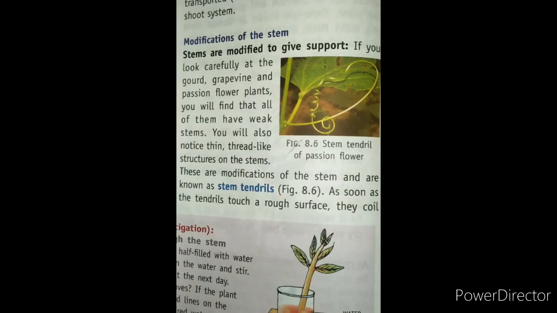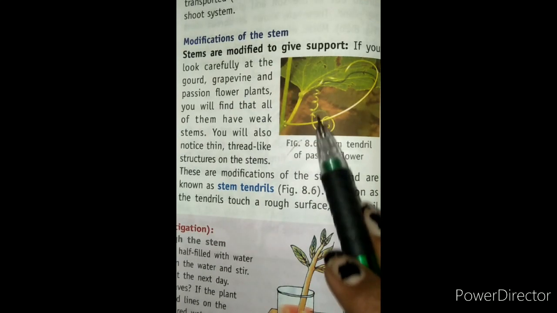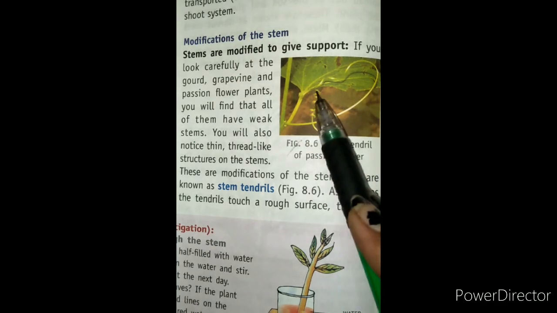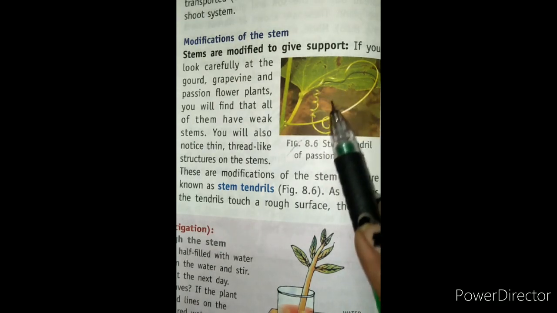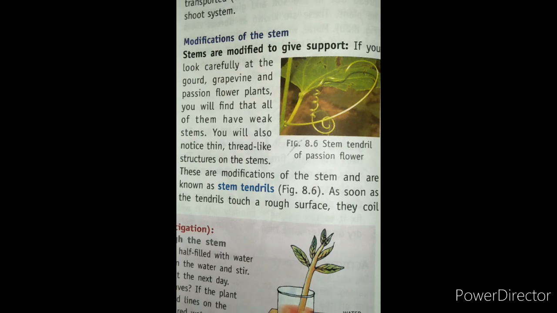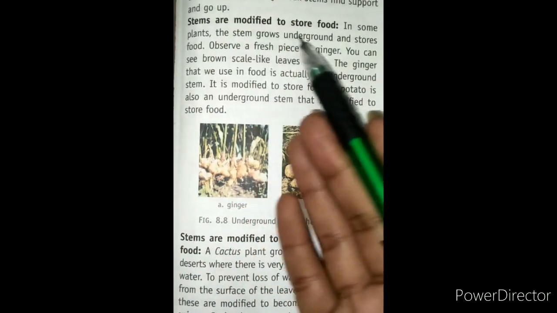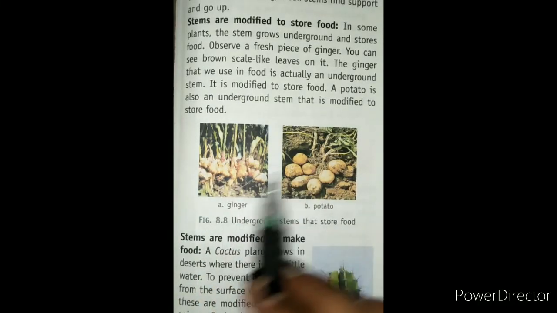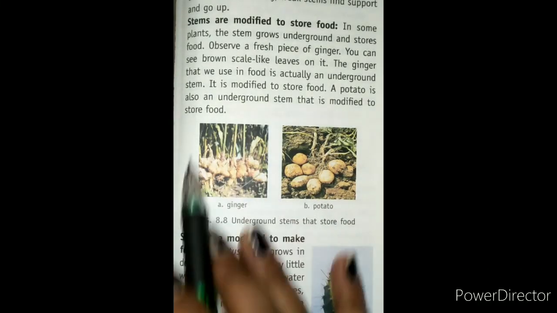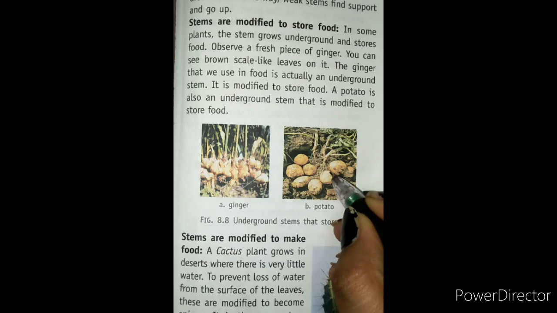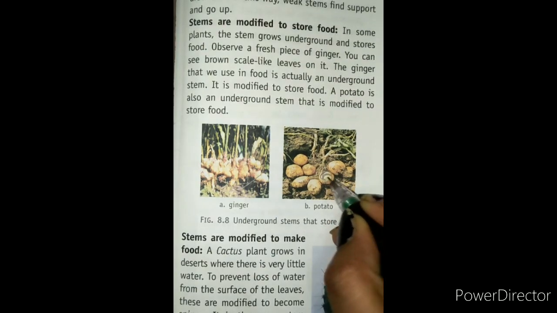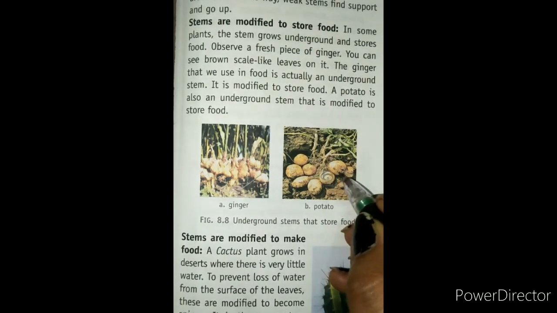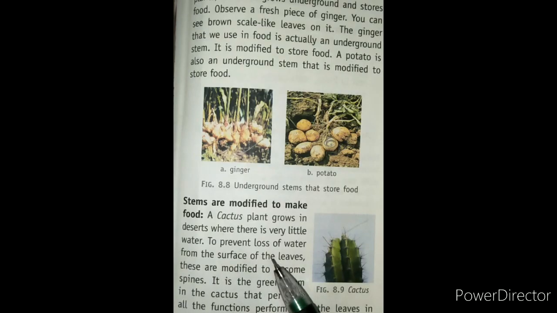Some modifications are there. Stems are modified to give support. Look at this picture. These are called tendrils, and they give support to the plant. And some stems store food, like ginger and potato. So yes, ginger and potato are stems, right? They store food in them. So this is the stored food part, and that food we eat, correct? Some stems make food for the plant.